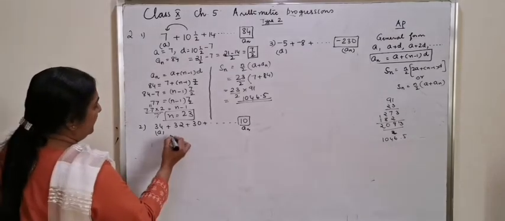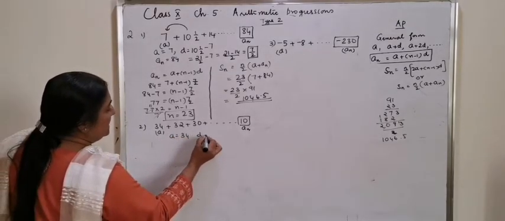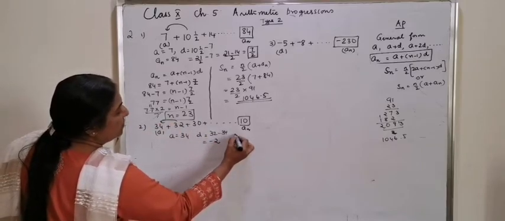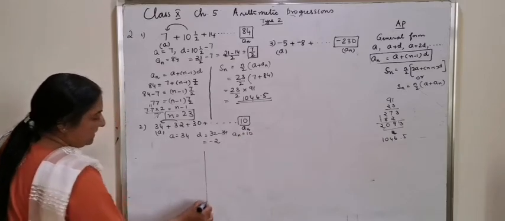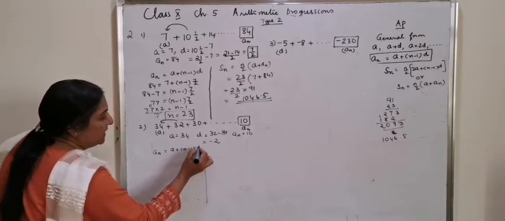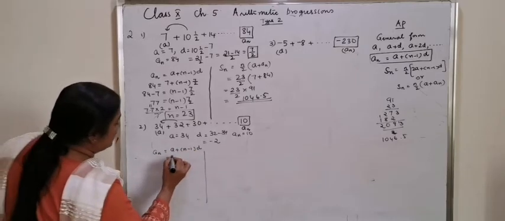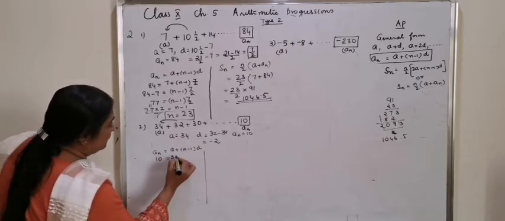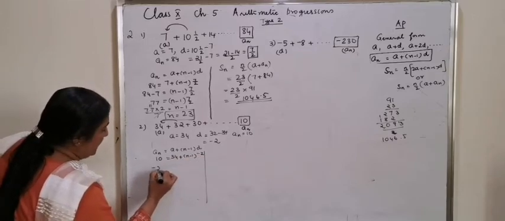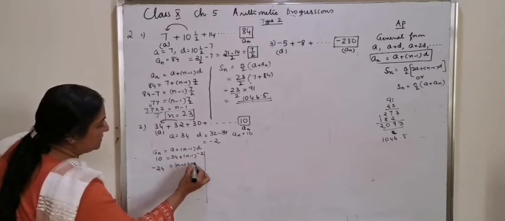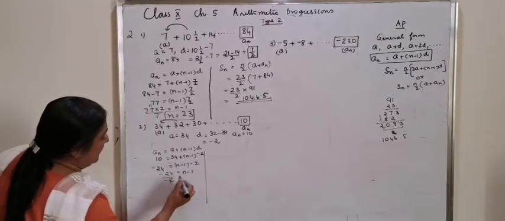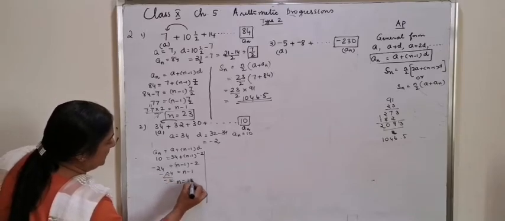Similarly, A is equal to 34, D is equal to 32 minus 34, which is equal to negative 2, and AN is equal to 10. Divide into two parts. AN is equal to A plus N minus 1 into D, which is the same as AN value 10 is equal to 34 plus N minus 1 into minus 2. Minus 24 is equal to N minus 1 into minus 2. Minus 24 by minus 2 is equal to N minus 1. It's 12 plus 1, 13.